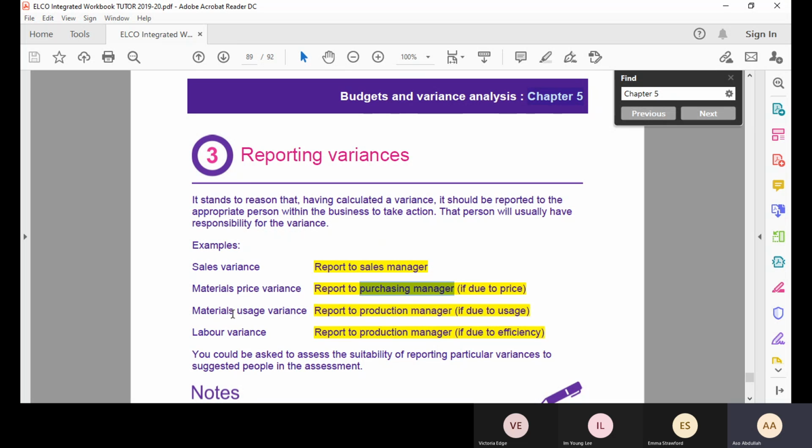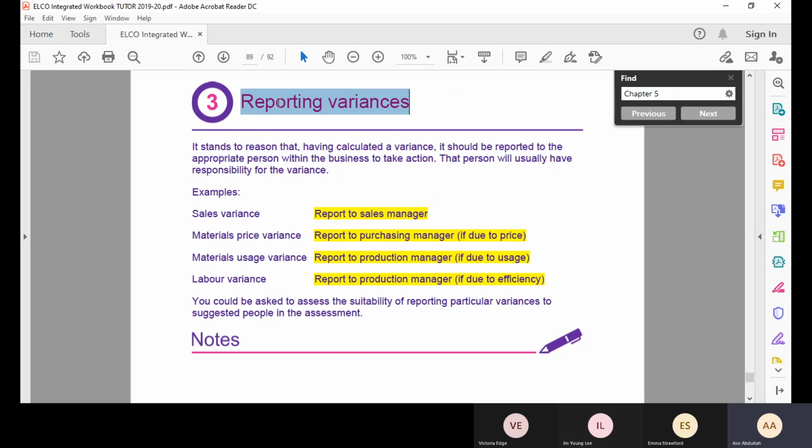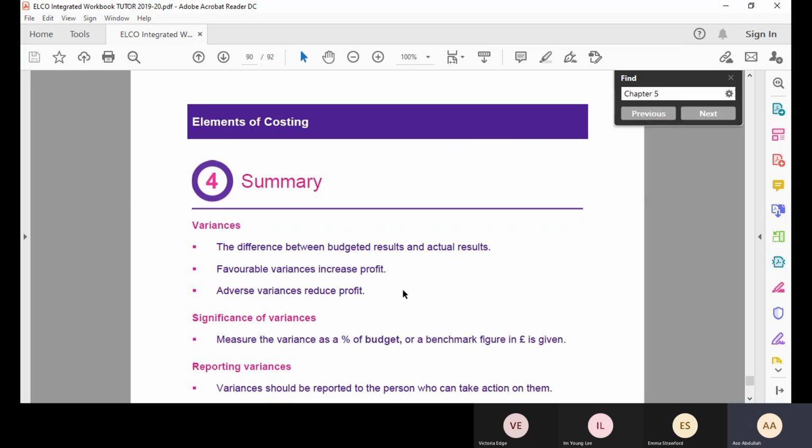If you're relating to the material, you have to think about usage of the material. Probably you have to use less material in the product. If it is labor, due to the efficiency, maybe a number of staff went absent due to illness. So again, you have to think about the efficiency if it's relating to the labor. Remember you have to report to the line manager for each variance.